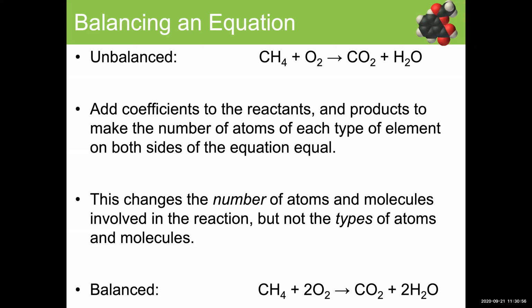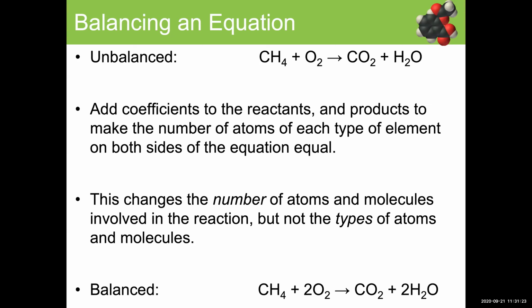So if we have 4 hydrogens on the left and 2 on the right, what do we need to do to balance that? Right, multiply the H2O by 2. So we put a coefficient of 2 in front of the water. So now we've balanced our carbons, 1 on each side. We've balanced our hydrogens. We have 4 on each side. And we did that by putting that coefficient 2 in front of the water.